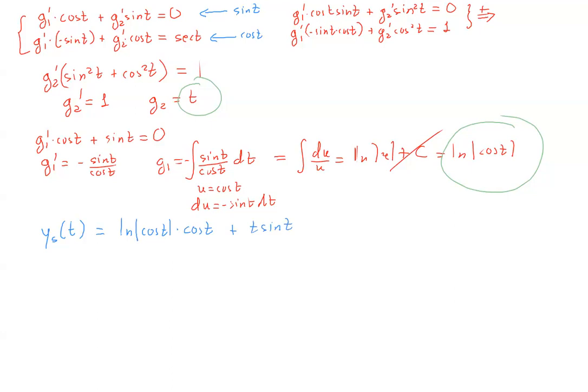Not an obvious solution to figure out, right? I mean, this is by no means something obvious, but it's not impossible to figure out. We have our special solution. Our problem does not end here. What do we need to do? We need to add it to the solution of the homogeneous. So now we can give the answer to our problem, which is y of t equal to c1 cosine t plus c2 sine t plus ln of absolute value of cosine t times cosine t plus t sine t. And that's it.